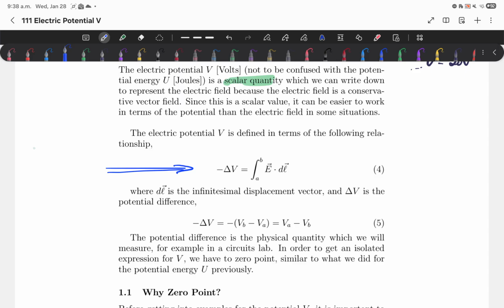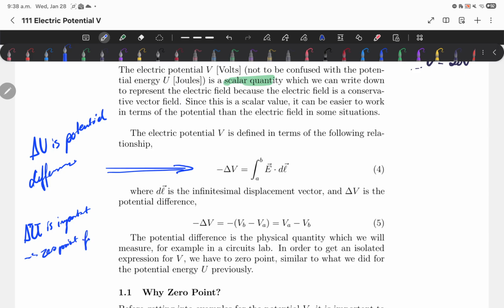This is something very similar to potential energy. For potential energy, it was delta U that physically mattered, right? Because delta U is how we define work. Similarly, it's delta V that physically matters. We're going to have to zero point for this stuff too. So if you're in a circuits lab, for example, this is the potential we often talk about when we talk about circuit theory. When you measure the potential across a circuit element, you're finding this delta V quantity, okay?